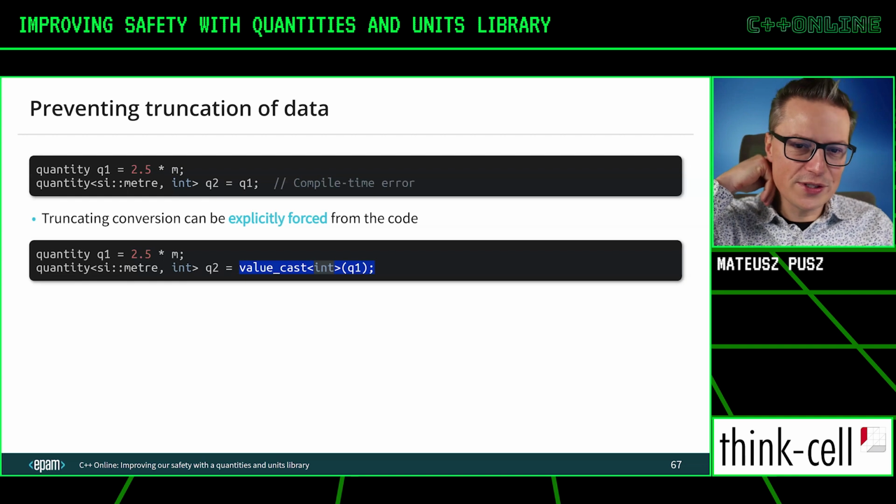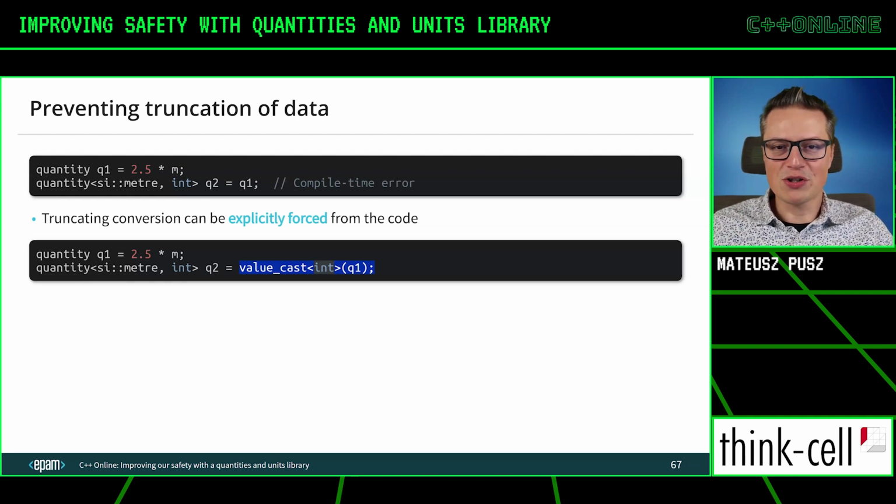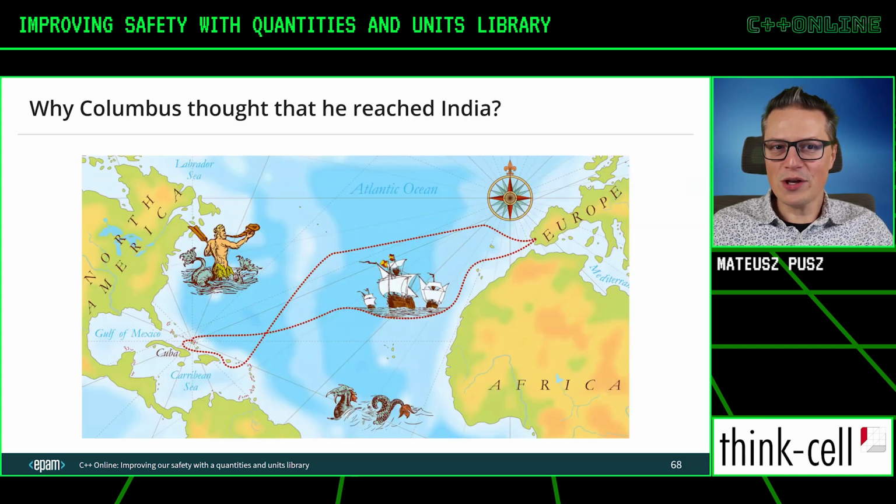So we talked about all of those features like unit conversions and truncation of data. Let's have some use case. Let's find out how easy it is to use and how easy it is to forget that actually the library does all of the work behind the stage for you when you're dealing with some problem. So let's talk about why Columbus actually thought that he reached India, and for a longer time he was actually sure that those people should be named, as he named them, Indians, right? Rather than what they actually should be called, living in the North America region.